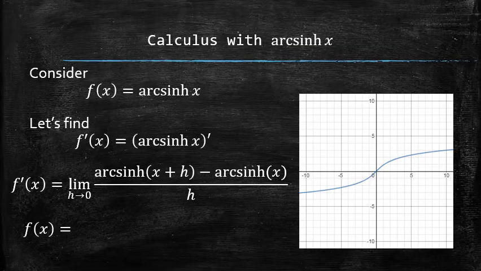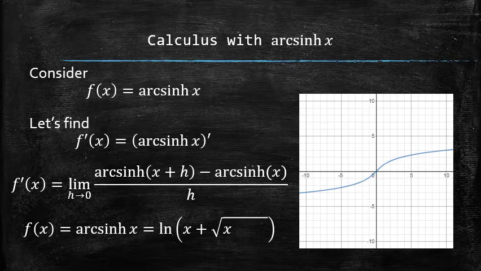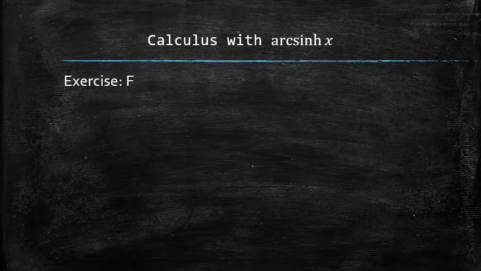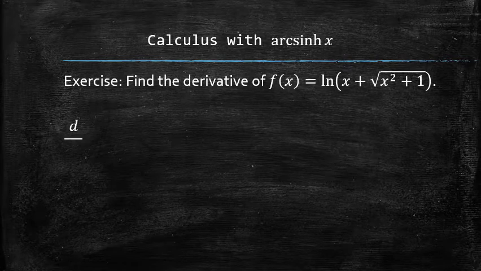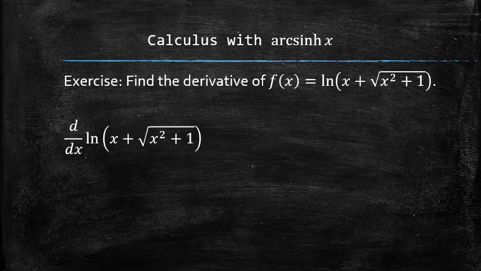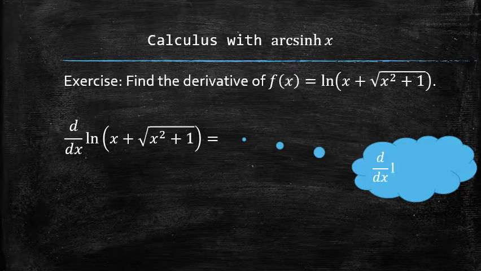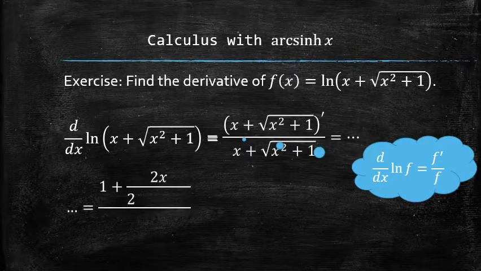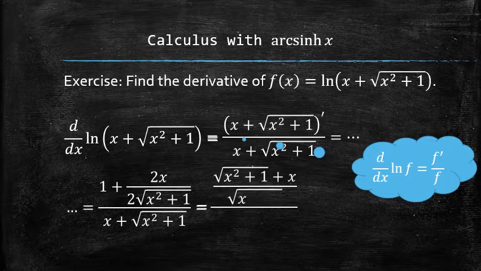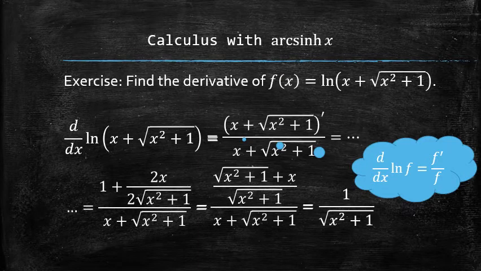But let's not forget the alternative definition of the hyperbolic arcsine function. We can differentiate this logarithmic function using the chain rule, which is particularly easy when applied to the natural logarithmic function. Simplifying the expression produces a surprisingly nice result.